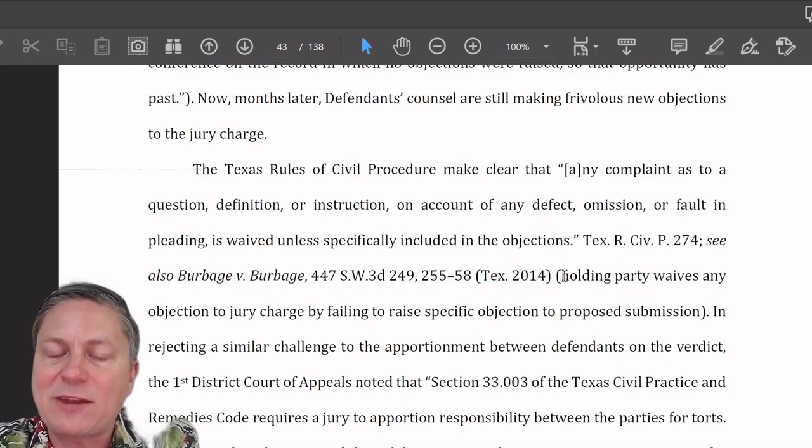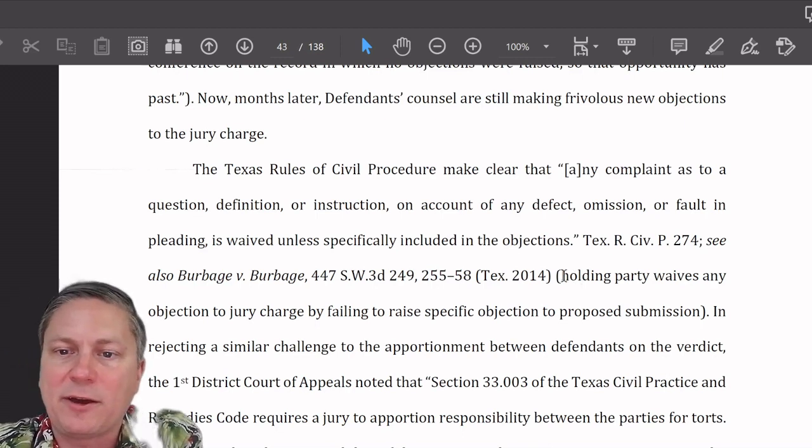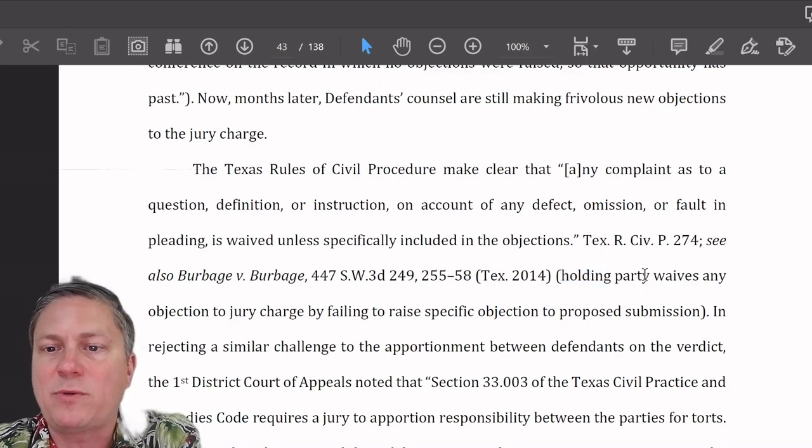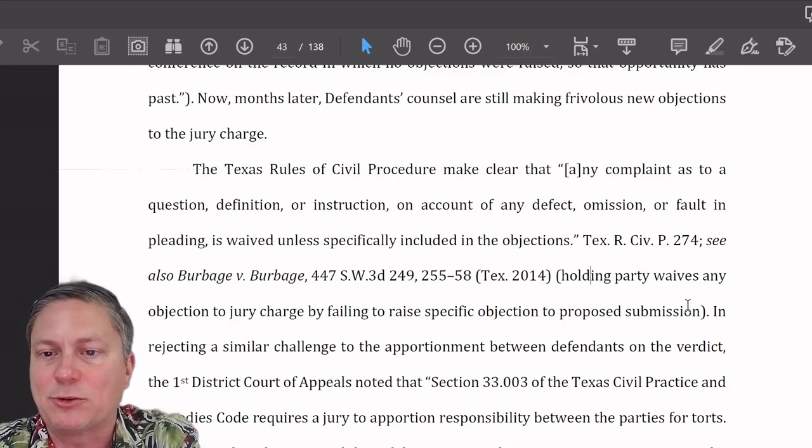Then you have this parenthetical, is what it's called. It's an explanation in parentheses. And so they're telling the judge here, here's what these pages say. And there's a bunch of different things you could say: holding, citing, explaining, whatever. It's always some verb that says basically holding that. Holding party waives any objection to jury charge by failing to raise specific objection to proposed submission.